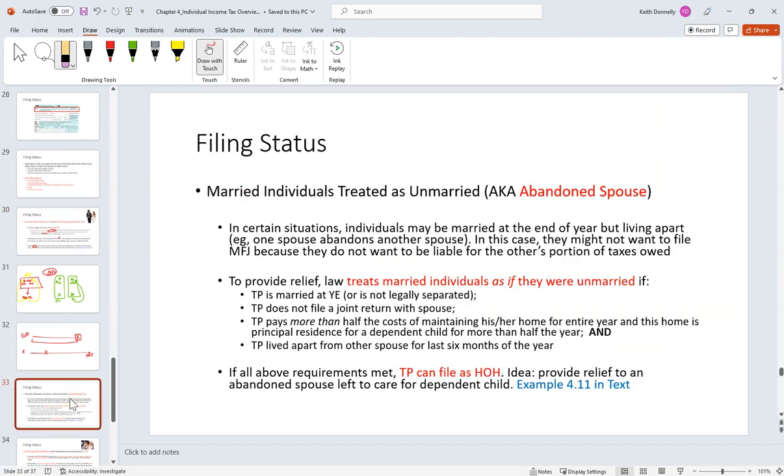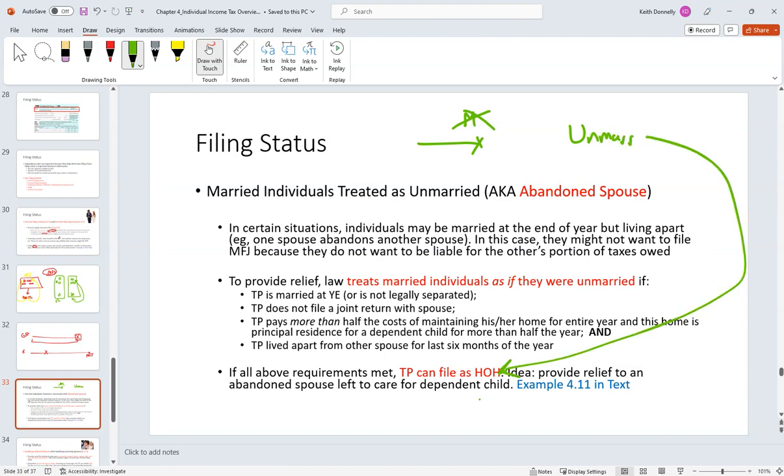All right, the next rule here is the abandoned spouse rule. And the idea with this is, hey, you're technically married at year end, right? You're married, but we're going to treat you like you're unmarried and let you file head of household. Why do they do this, right?